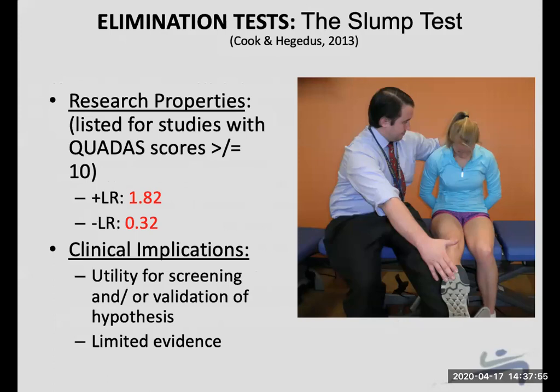And essentially, if someone's lower extremity symptoms are provoked by a change in position of the head and neck, that is a good implication for something in that neurologic system, as that's going to be the only structure that really connects the lower extremity to the neck.